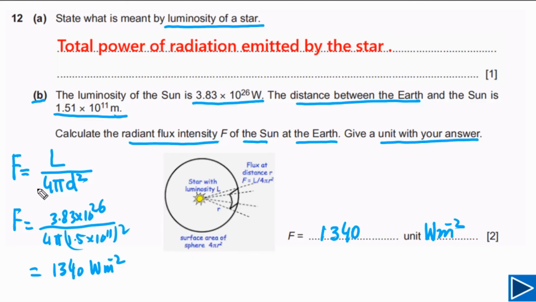Radiant flux intensity depends on distance. If the distance from the star increases, then radiant flux intensity will decrease, and vice versa is also true. If the distance decreases, flux intensity will increase. If we talk about the marks, this question has only 1 mark, so that is B mark. If you have written this one, you will get B mark. And this question has 2 marks, so the first mark you will get if you have written this formula, and the final mark is the answer mark. If you have written the right answer with right unit, you will get the second mark.